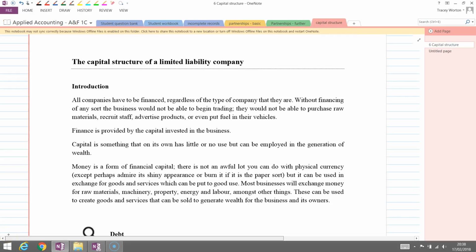The capital structure of a limited liability company. All companies have to be financed regardless of the type of company that they are. Without financing of any sort, the business would not be able to begin trading. They would not be able to purchase raw materials, recruit staff, advertise products, or even put fuel in their vehicles. Finance is provided by the capital invested in the business. Capital is something that on its own has little or no use, but it can be employed in the generation of wealth. Money is a form of financial capital, and it can be used to exchange for goods and services, which then can be put to good use within the business.